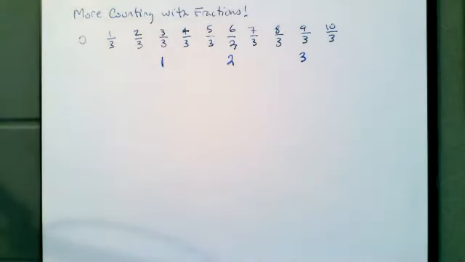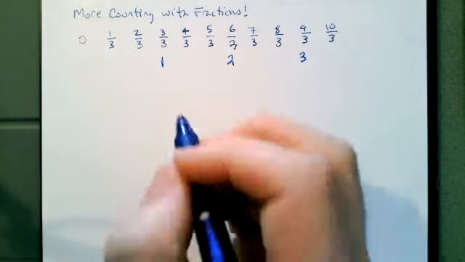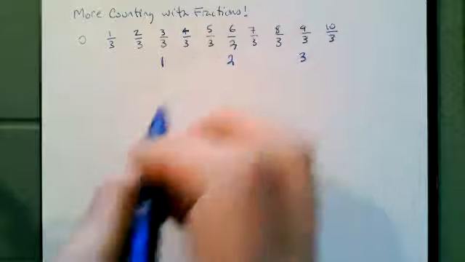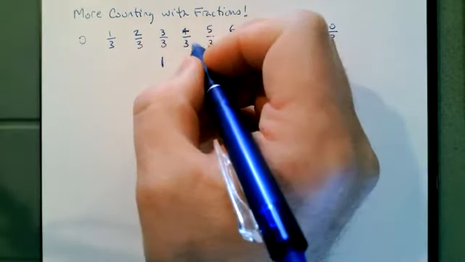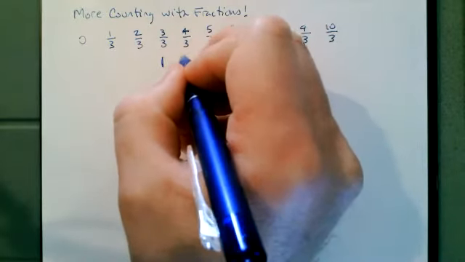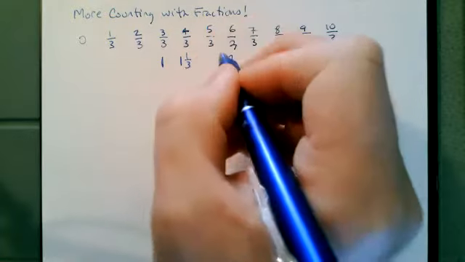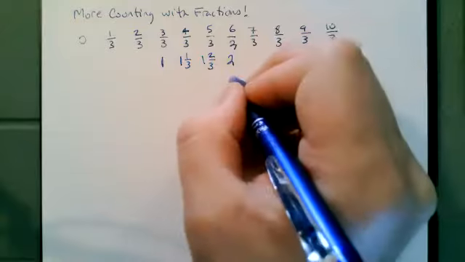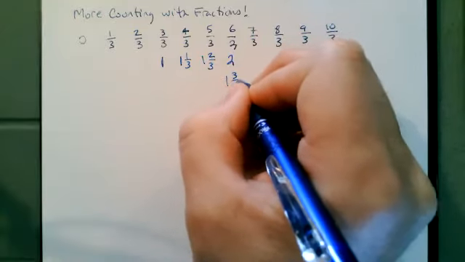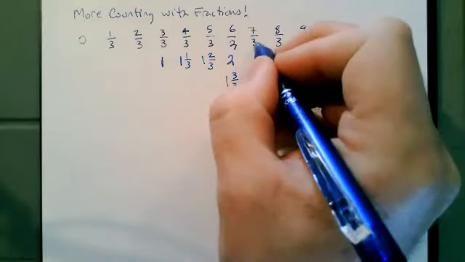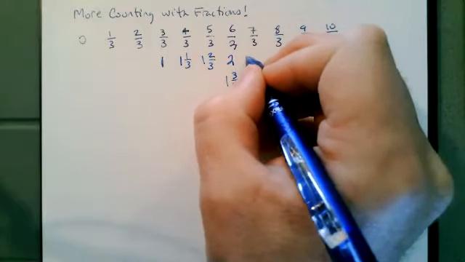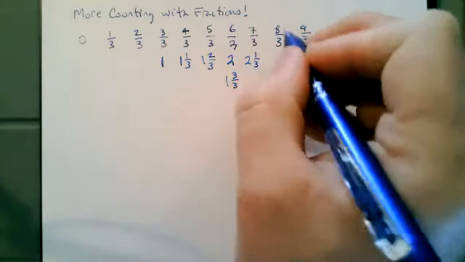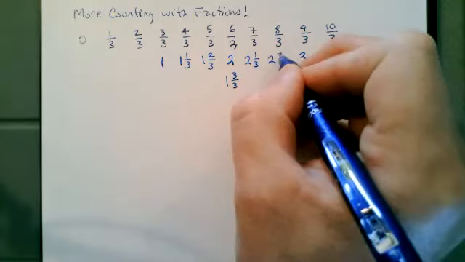Now in the middle, we have 0, 1/3, 2/3, 3/3, but counting in mixed numbers, 4/3 is 1 and 1/3. 5/3 is 1 and 2/3. 6/3 is 1 and 3/3. 7/3 is 2 and 1/3. 8/3 is 2 and 2/3.